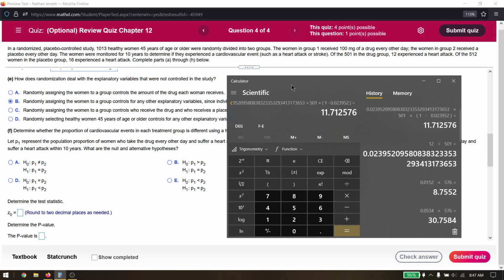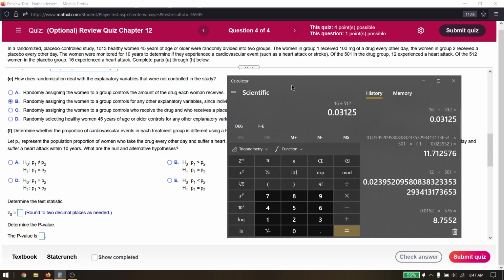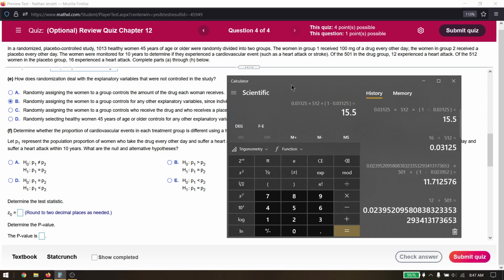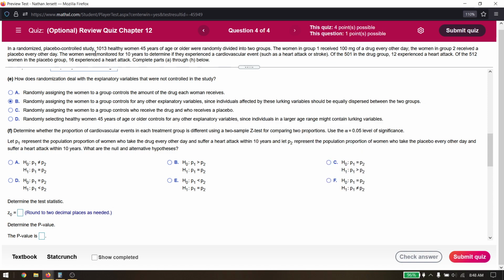We have 16 out of 512 gives us that. And then, of course, we multiply again by 512, and multiply that by 1 minus 0.0312. That's 15.5. So that one's fine. The last one is that this is no more than 5% of the population. And it's very easy to assume that 1,000 healthy women 45 years of age or older is not more than 5% of all the healthy women 45 years of age or older. So it's safe to assume that. Now we can move on.